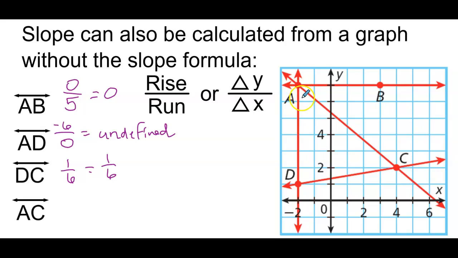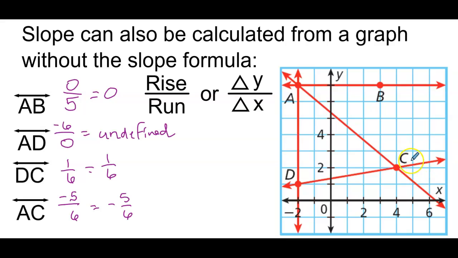My rise is 1, 2, 3, 4, 5. So I went down 5. It's negative 5 over, if I go from left to right, from A to C, 1, 2, 3, 4, 5, 6. Negative 5 over 6. If you remember, that's negative 5/6. Same as last time. Let's point it out here too.